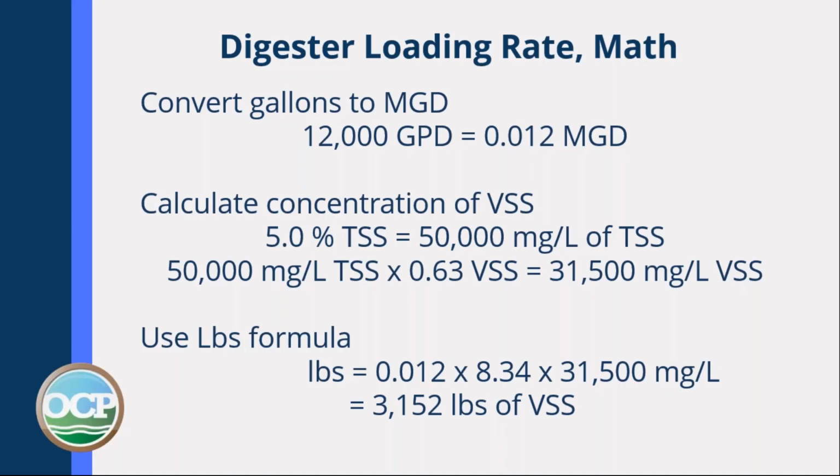Use the pounds formula. Pounds equals the flow, 0.012 million gallons a day, times 8.34, times your volatile suspended solids concentration, 31,500 milligrams per liter, which gives you 3,152 pounds of volatile suspended solids.